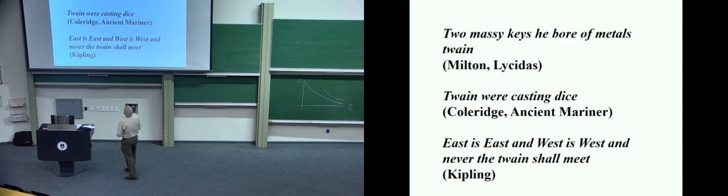Twain massy keys he bore of metals twain. Twain were casting dice, from The Ancient Mariner. Kipling's East is East and West is West, and never the twain shall meet. Biblical, each with twain, each one had 6 wings. This figure in Isaiah: with twain he covered his face, with twain he covered his feet, and with twain he did fly. This, of course, from the King James Version.